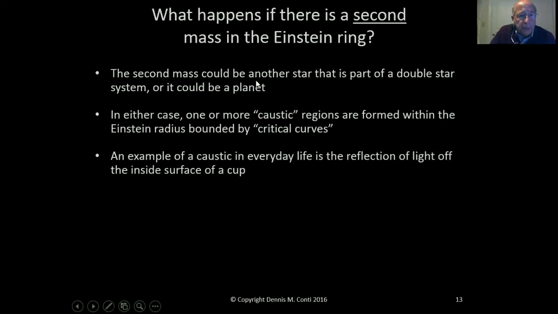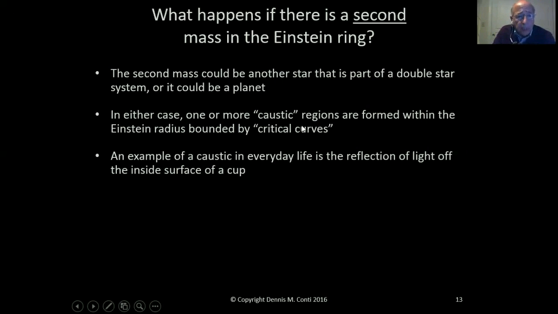Well, if there is a second mass, that could be a star, such as a double star, or a planet. What happens in both cases is there's something called a caustic region that's formed within the Einstein radius. And that caustic region is bounded by what's called a critical curve. Now, what's a caustic region?